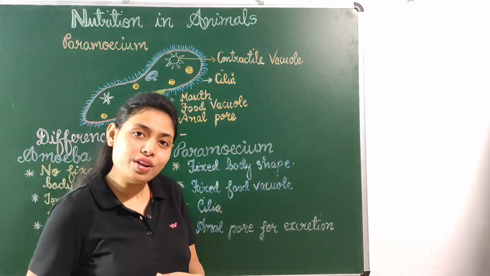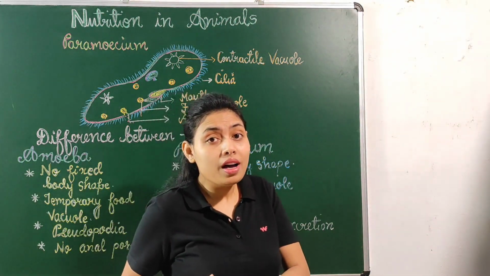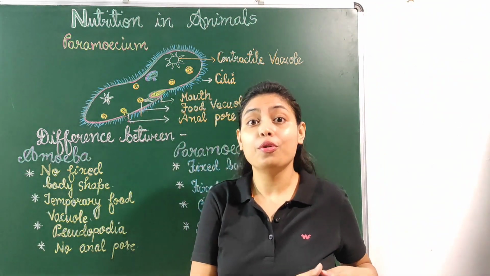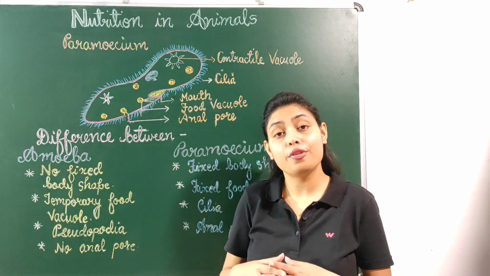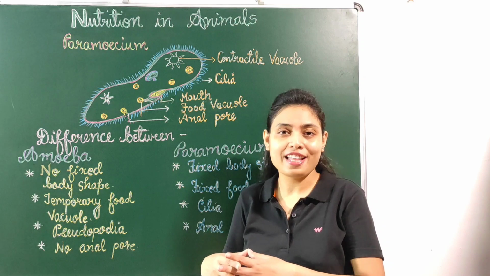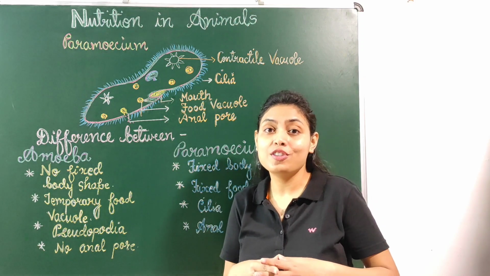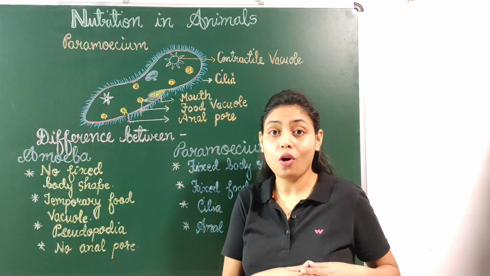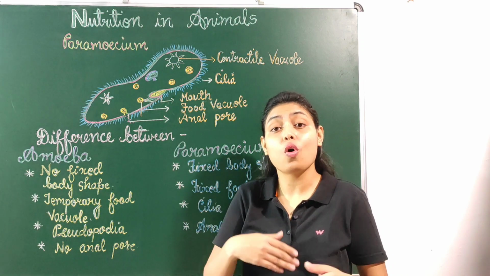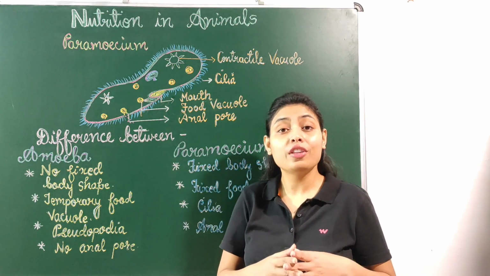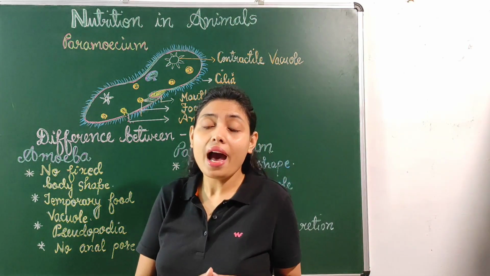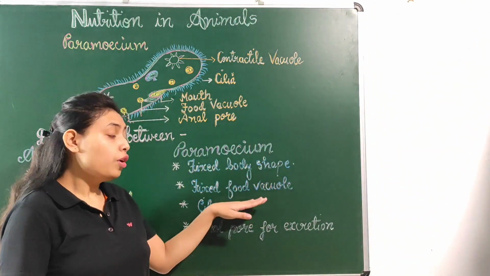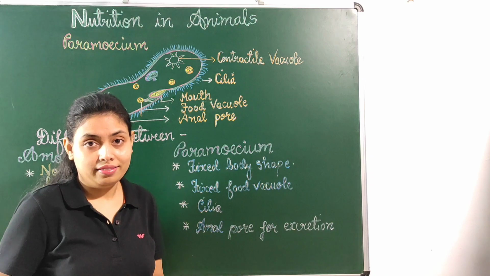The second difference, amoeba has a temporary food vacuole. Now what do we mean by temporary food vacuole or temporary stomach? It means that when the digestion is over in the food vacuole, the food vacuole disappears. Whereas in paramecium, the food vacuole is fixed.